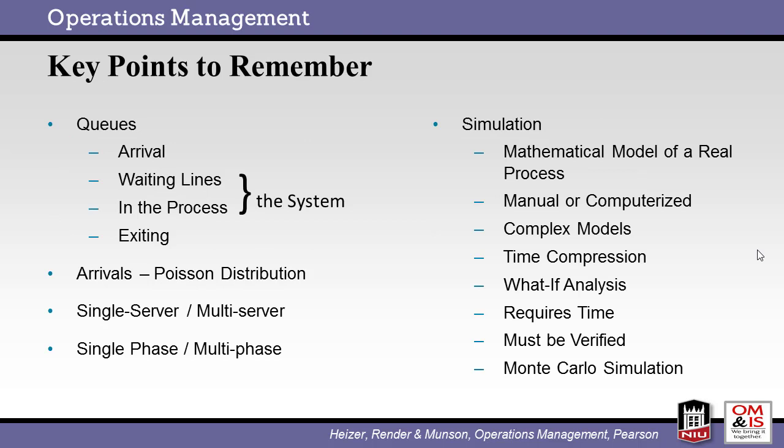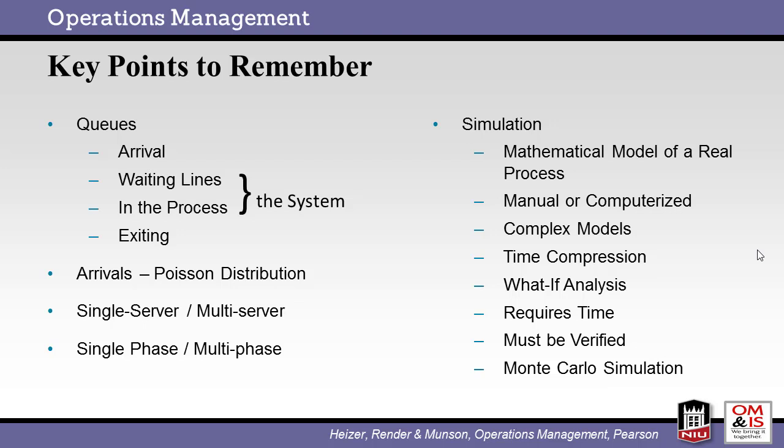Key points to remember. In this unit, we reviewed three special topics. We start with queuing, or the study of waiting lines. The end-to-end view includes the arrival of customers, waiting in line once in the facility, participating in the process, and then leaving. The Poisson distribution can be used to predict the pattern of customer arrivals to better estimate demand.